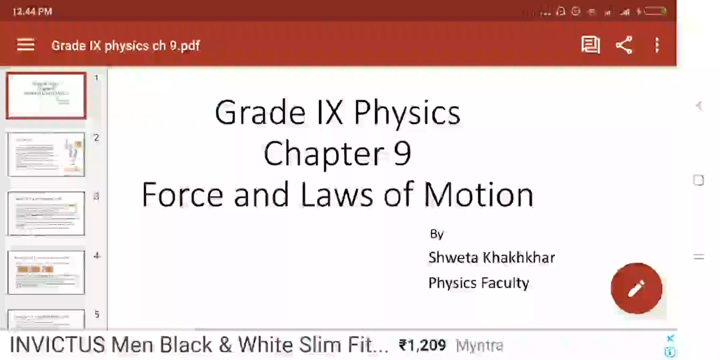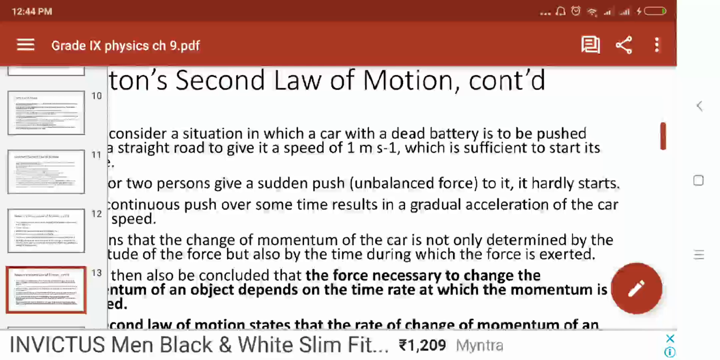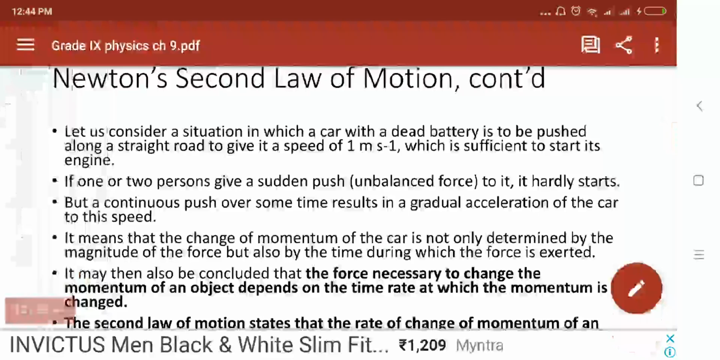Let us start our new session of the chapter number 9, Forces and Laws of Motion. Let us start our session with the new topic, mathematical formulation of second law of motion.